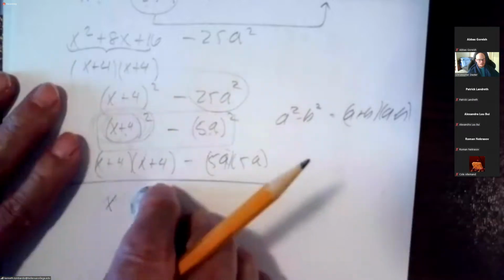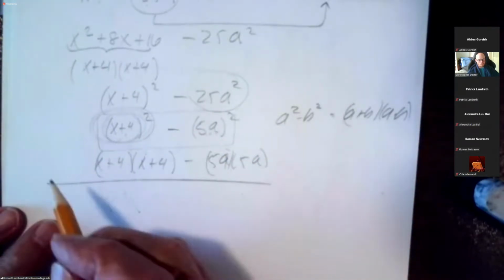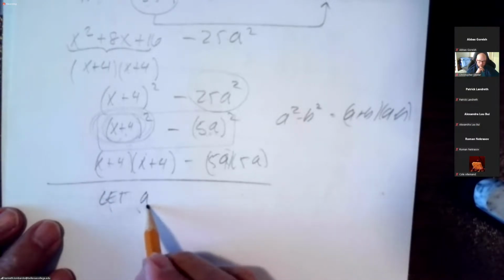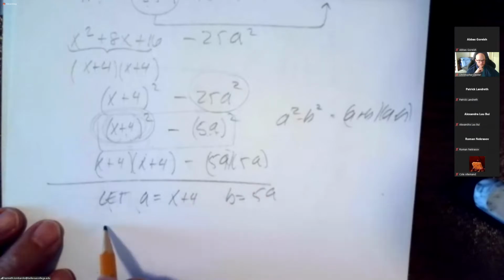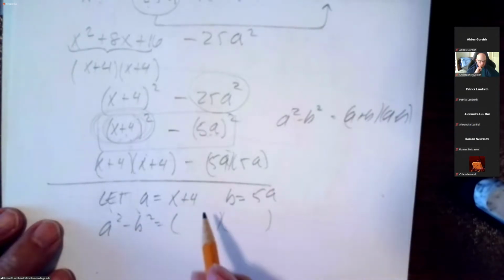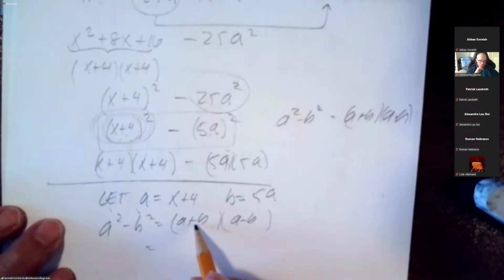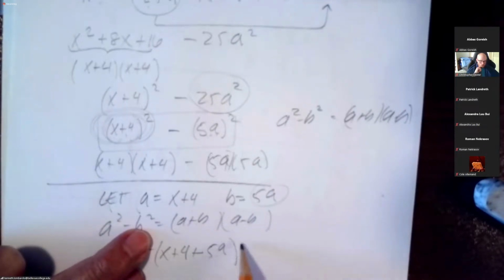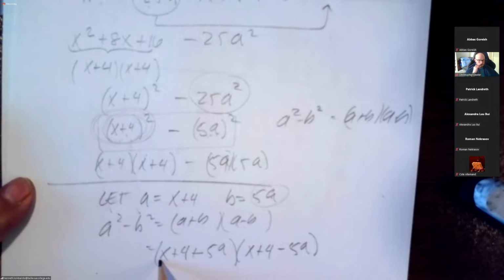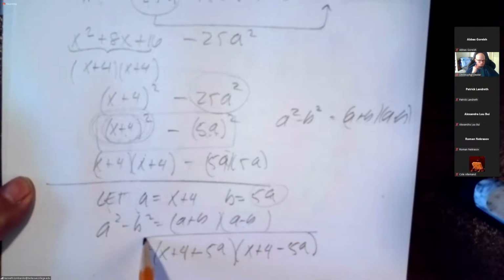We just need to identify A as X plus 4 and B as 5A. All right, let's do that. Let A equal X plus 4, and we'll let B equal 5A. So now we have A squared minus B squared equals what we said before, A plus B, A minus B. And so if we let A be X plus 4, we have X plus 4 plus B, which is 5A, isn't it? Times X plus 4 minus B, which is minus 5A. Okay, so now we have X plus 4 plus 5A times the quantity X plus 4 minus 5A. And that's where we're going to stop, isn't it?